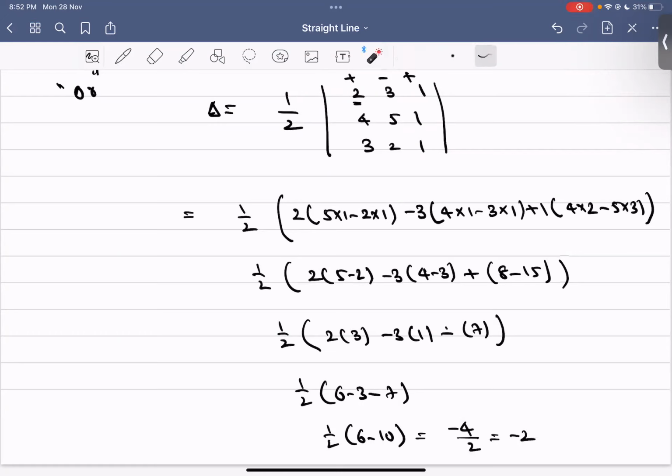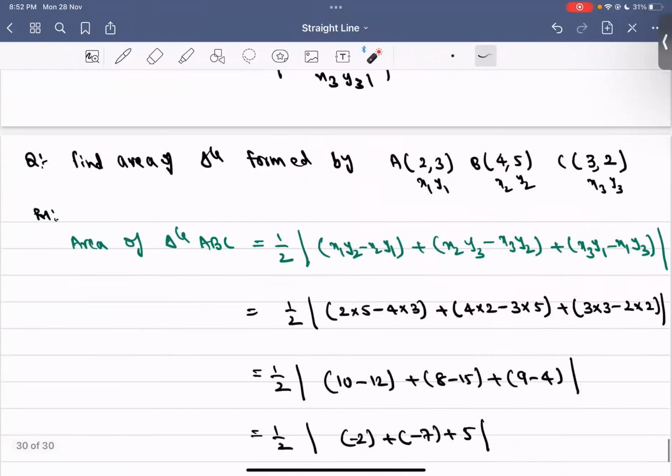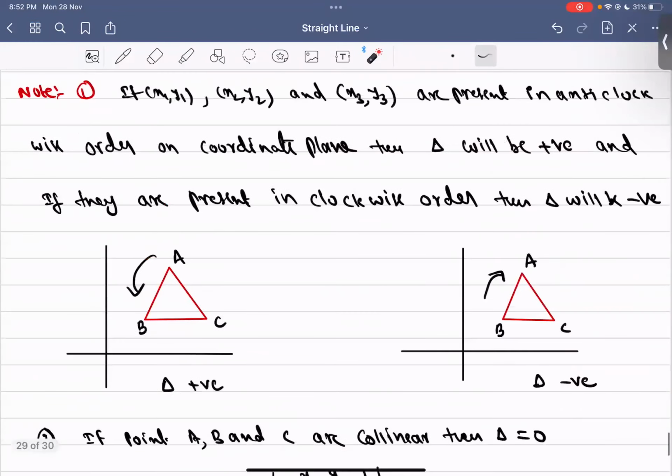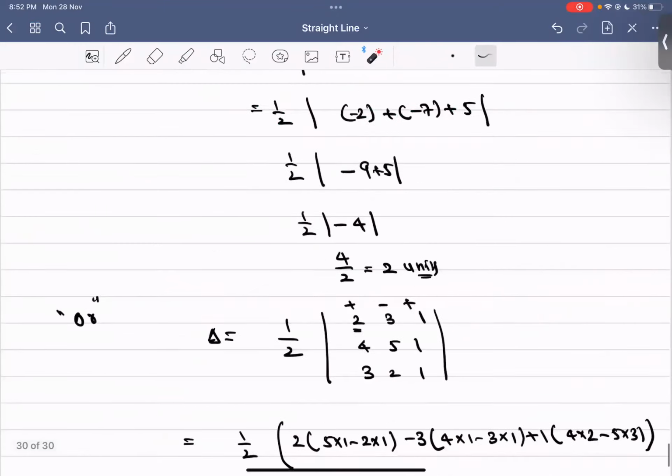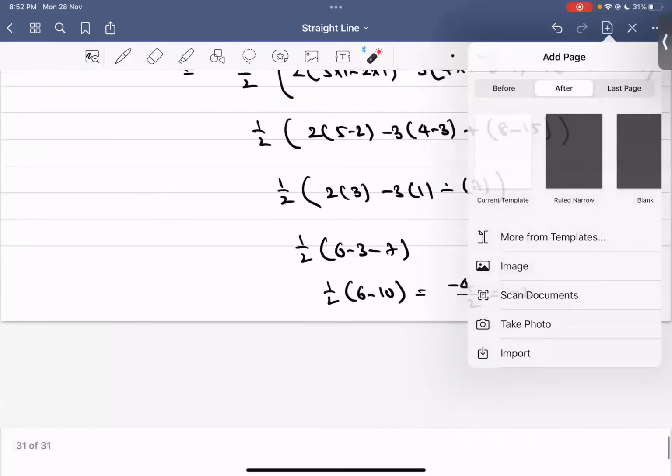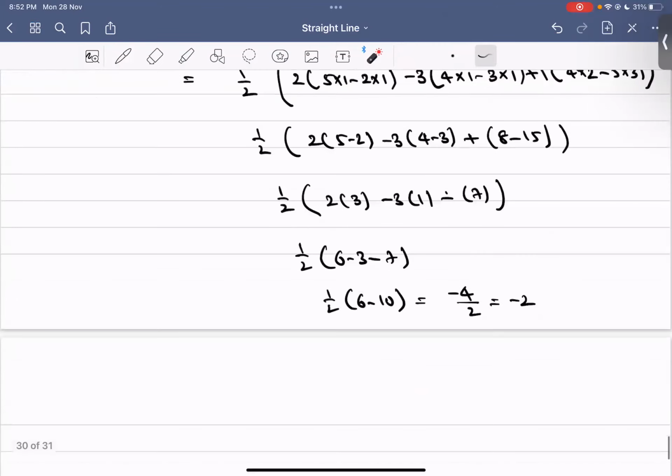But what I said, delta is not an area. Delta is the determinant. Here I have given the formula: area is mod of delta. That's why area is equal to mod of minus 2, which is nothing but 2 units. 2 square units.